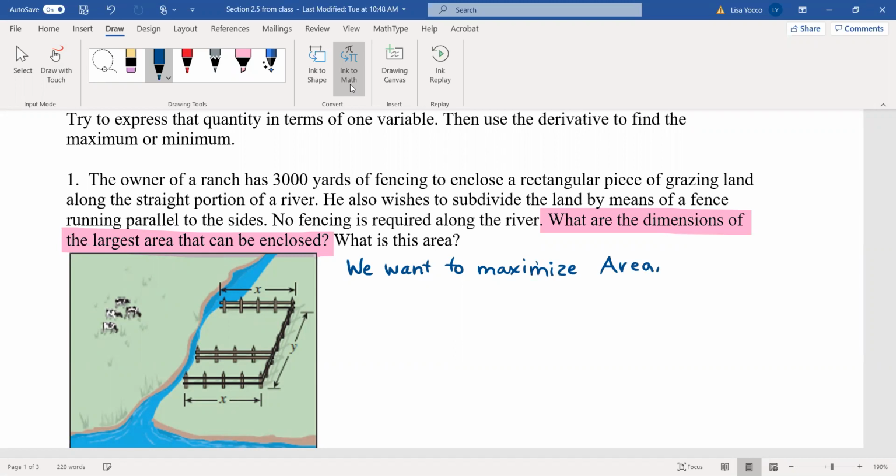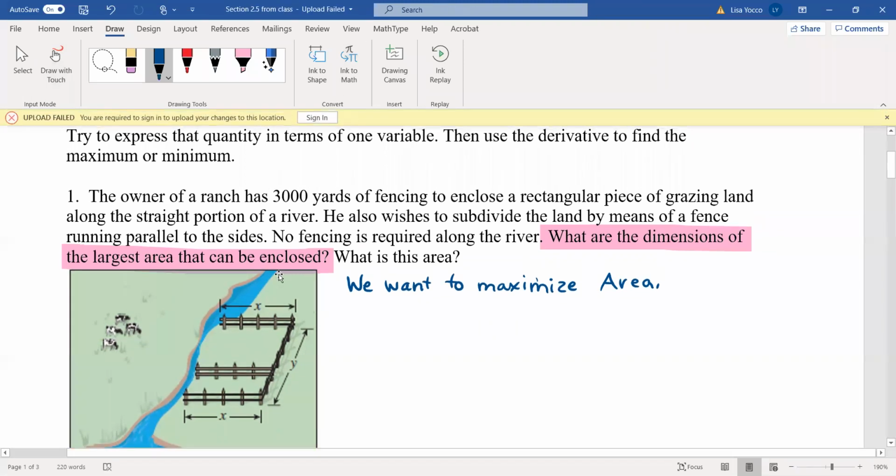Now, it's always nice when they draw a picture for us, like it's done here. And they were even labeled. I'll put another X right there. So I guess, not that it has to be the shorter side, but the three parallel sides are X and the other side is Y.